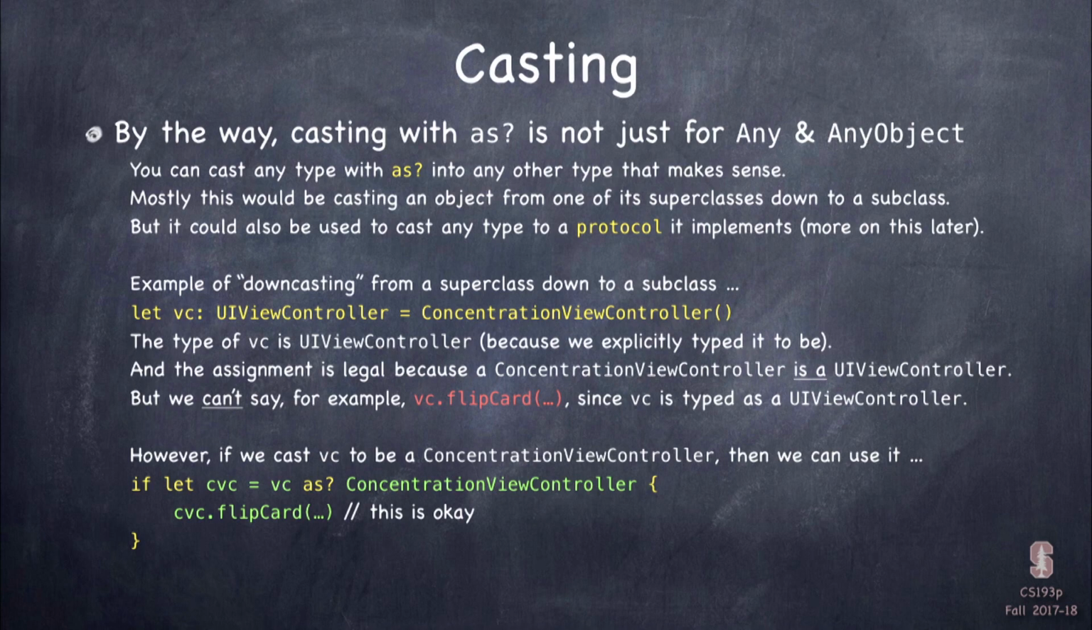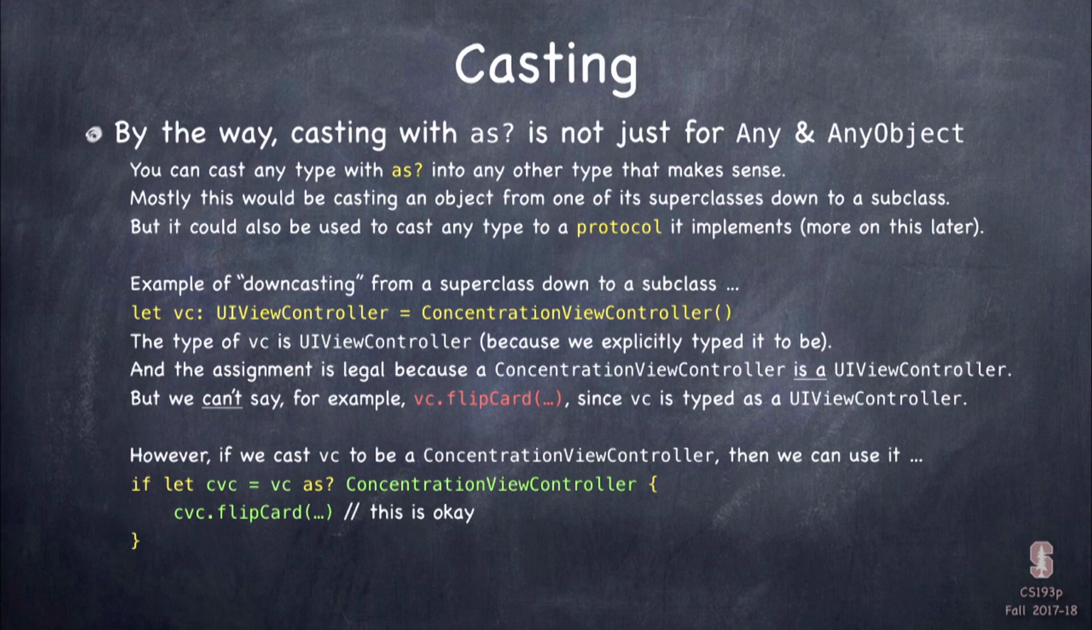Okay? Same thing happens here with protocols. We could have done that same thing with the car and the movable. We could have had a movable var and tried to cast it as a car. And if we were successful, then we could send it change oil. But if it was a shape and that failed, it would return nil and we would not be able to do it. Okay?